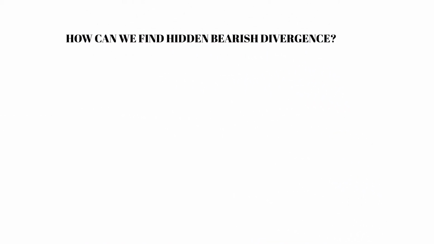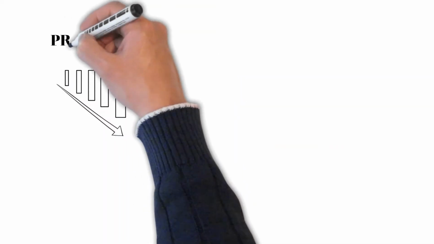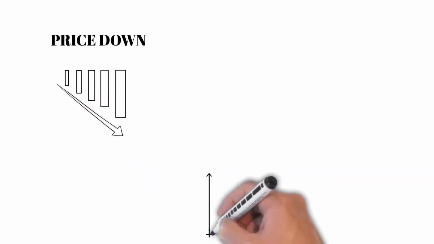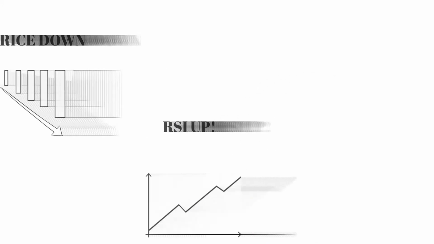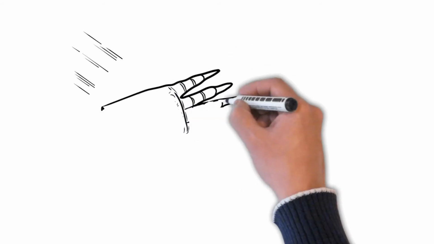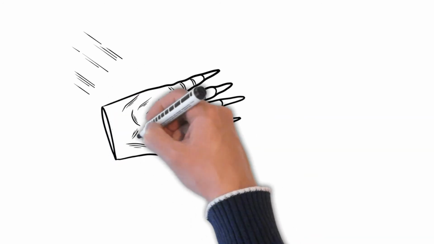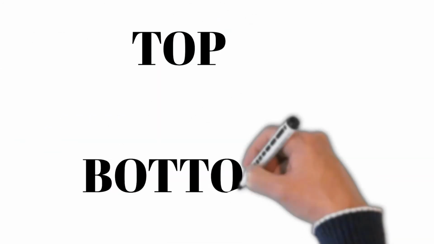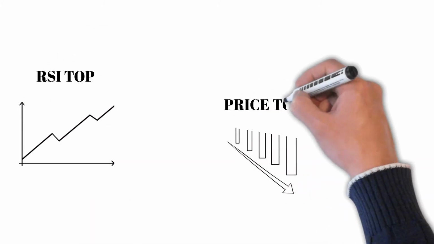So how can we find hidden bearish divergence? Well, the price needs to be going in a downwards direction, okay? And the RSI needs to be going in an upward direction. So just as a bear would strike from the top down, we need to make sure that when we look at the price and we look at the RSI, that the price is going from the top down, okay? So the RSI is going up whilst the prices are reaching lower lows.